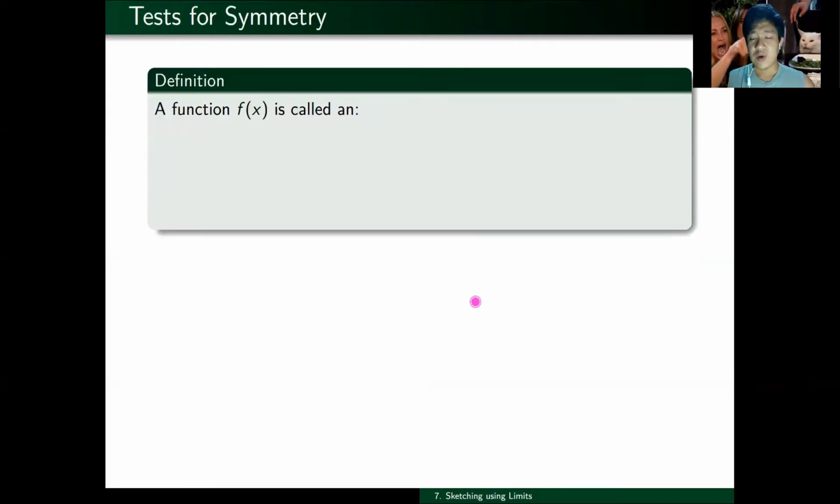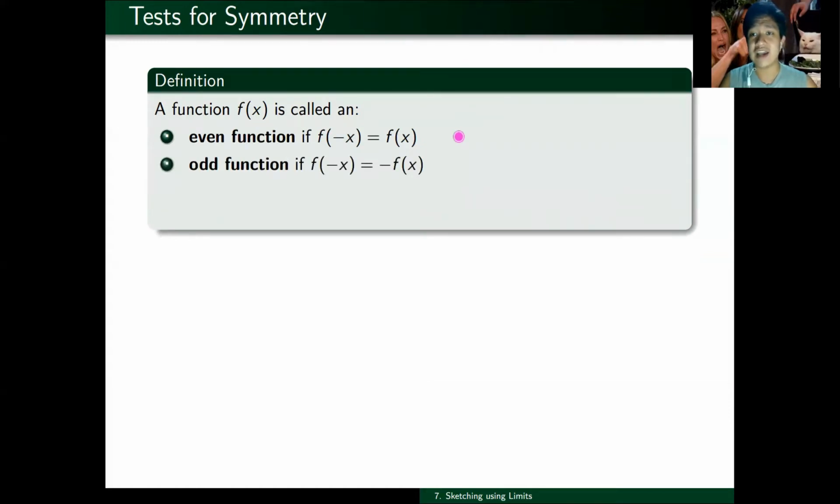Okay. So a function f of x is called an even function if f of negative x equals f of x, and an odd function if f of negative x equals negative f of x. So ibig sabihin, even function siya, no? Kapag lahat ng x ay ni-replace ko ng negative x, I will still get the original function. Whereas odd function naman siya kapag if I replace all x's in the function with negative x, I will instead get the negative of your original function.